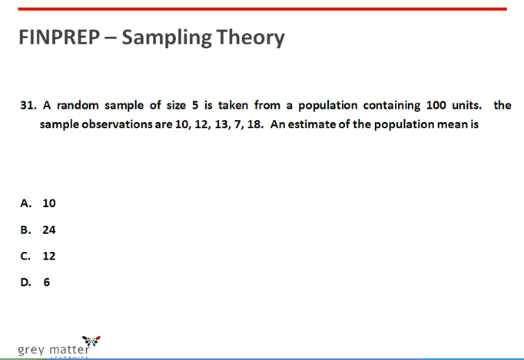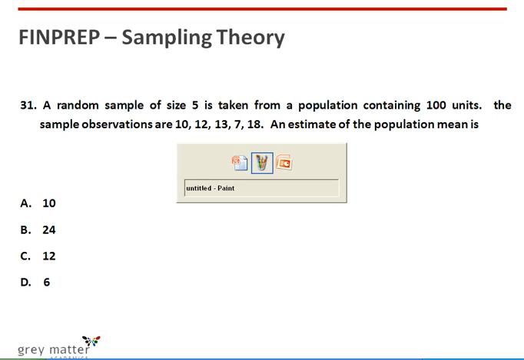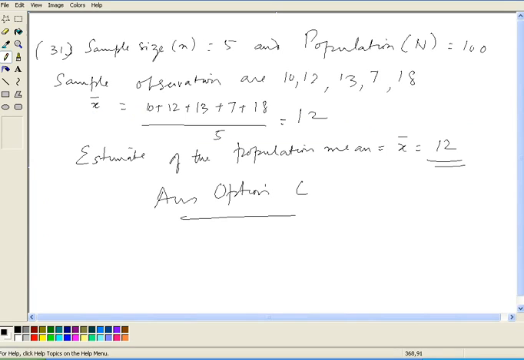31st question, a random sample of size 5 is taken from a population containing 100 units. The sample observations are 10, 12, 13, 7 and 18. We need to compute the estimate of the population mean. Now sample size is given to be 5, population size is 100. Sample observations are 10, 12, 13, 7 and 18. So we need to calculate the x bar, that is the mean of the sample, which works out to be 12.